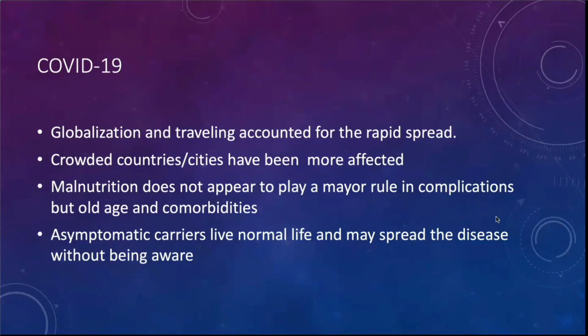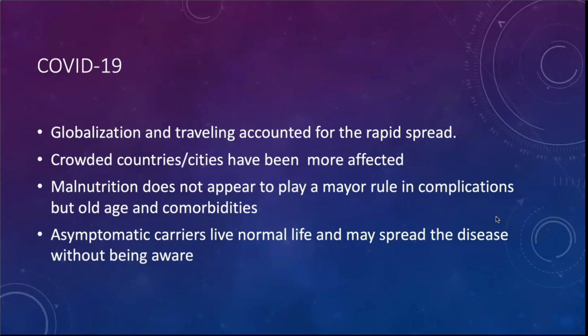As far as COVID-19, why did it spread? Globalization and traveling accounted for rapid spread, as opposed to war for the Spanish flu. But for COVID-19, also crowded cities and countries have been more affected. Malnutrition, as opposed to Spanish flu, does not appear to play a major role in complications, but old age and comorbidities do. This is a particular difference in this virus as opposed to Spanish flu. This one, as we know, affects more older patients with comorbidities.